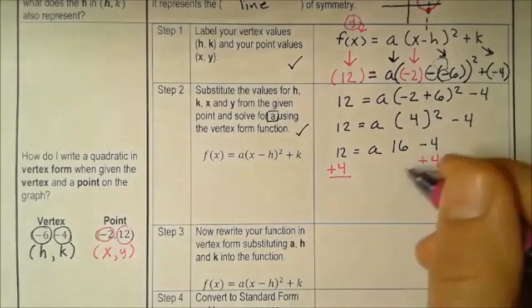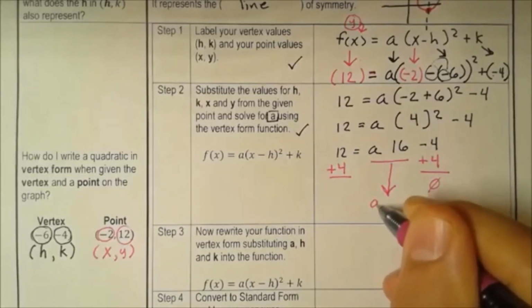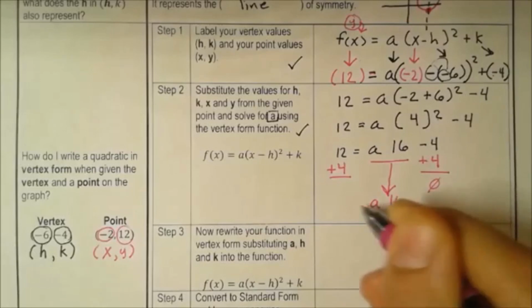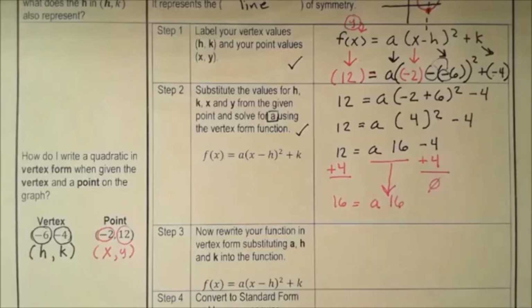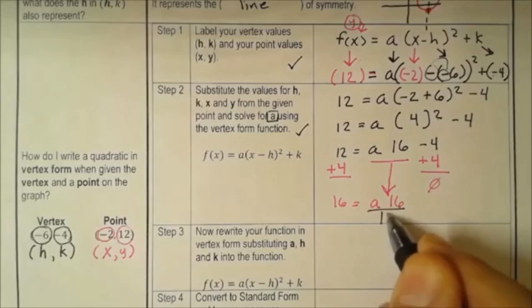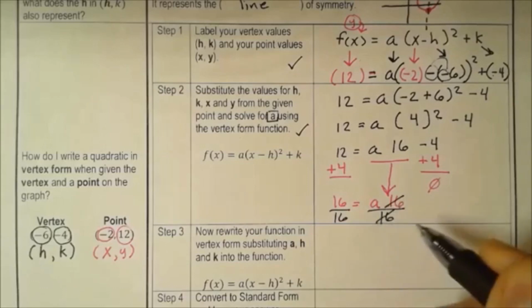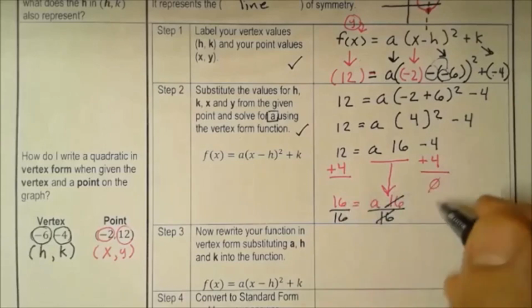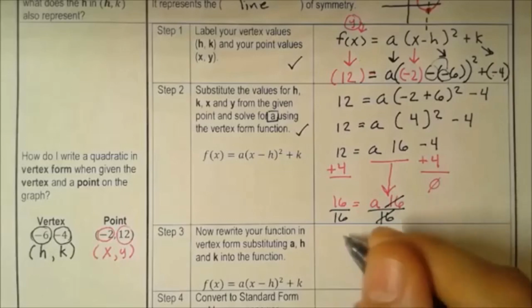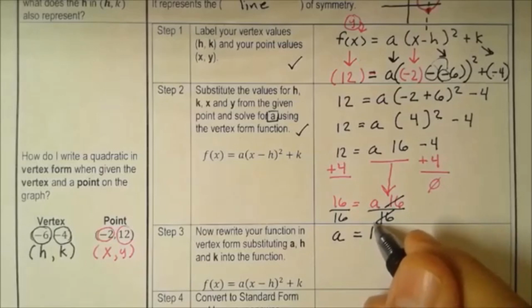That becomes 0. I can bring this down, so I end up having a times 16 is equal to, and 12 plus 4 gives me 16. Now I hope you notice at this point the opposite of multiplying a and 16 together is dividing by 16. And then this will cancel out. 16 going into 16 one time, you end up with a is equal to 1. So all that work just to see that a was equal to 1.